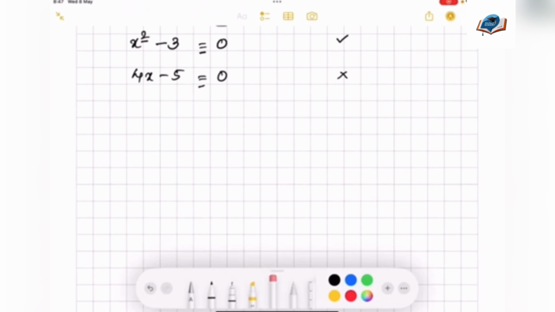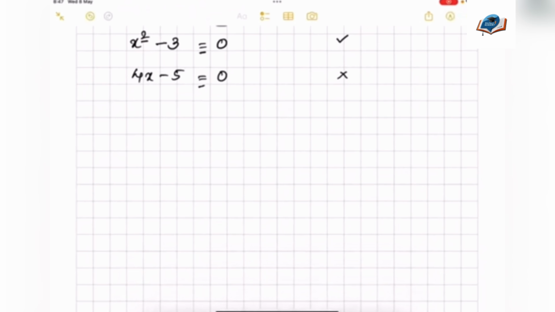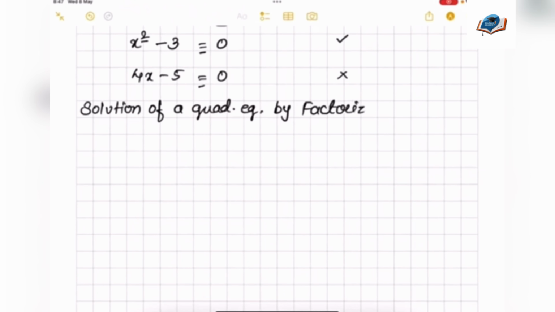Now let us discuss how to solve a quadratic equation. Solution of a quadratic equation by factorization. Let us do it with an example. Suppose I am given ax square plus bx plus c equal to 0. This is the standard equation form of a quadratic equation.